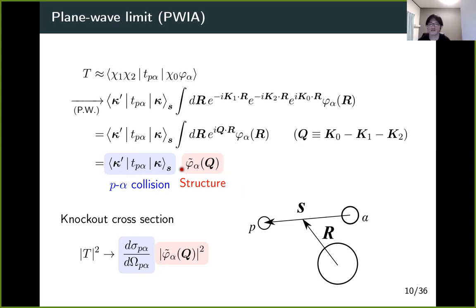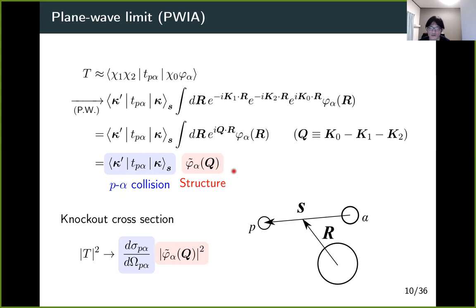So this is the T matrix in the plane wave limit. T squared, the matrix element squared, gives the proton alpha differential cross section, and this is just the square of the Fourier transform. This is what we see in a knockout reaction, and this Q can be determined from the reaction kinematics, because the momentum and the two emitted particles are observed. So this Q can be simply determined from the experiment.